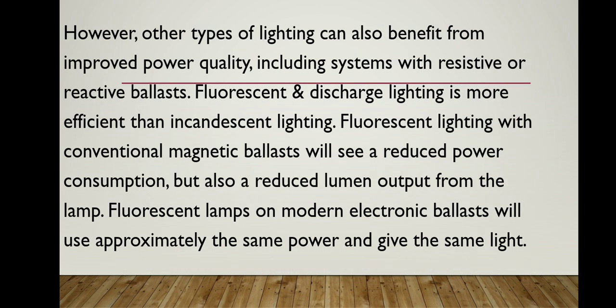However, other types of lighting can also benefit from improved power quality, including systems with resistive or reactive ballast. Fluorescent and discharge lighting is more efficient than incandescent lighting. Fluorescent lighting with conventional magnetic ballasts will see a reduced power consumption but also a reduced lumen output from the lamp. Fluorescent lamps on modern electronic ballasts will use approximately the same power and give the same light.